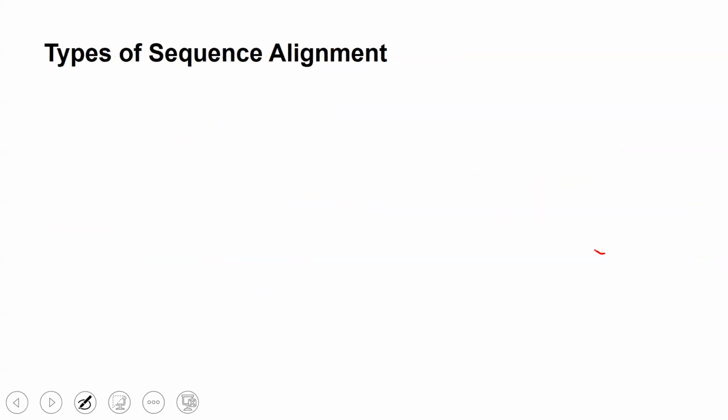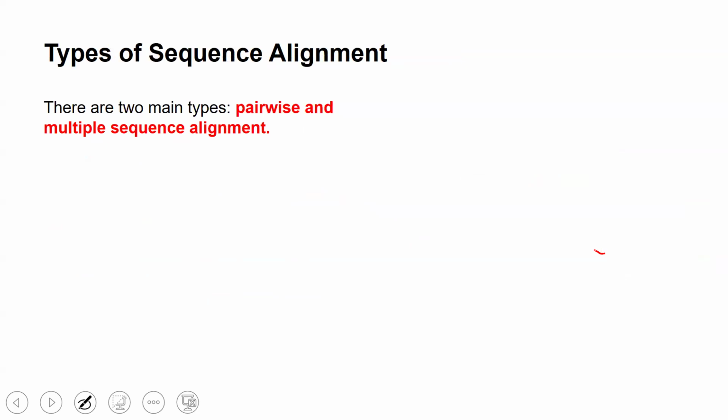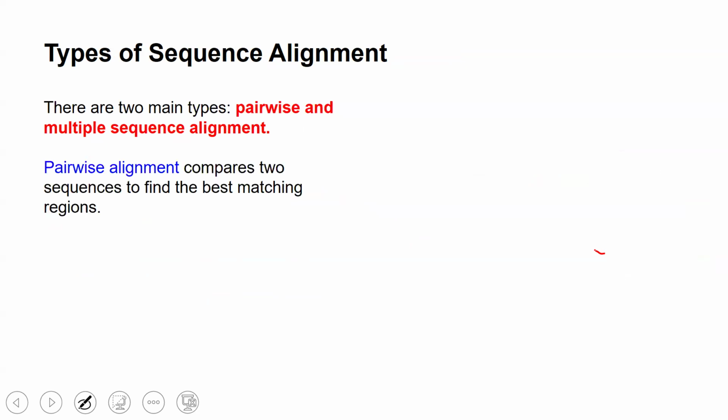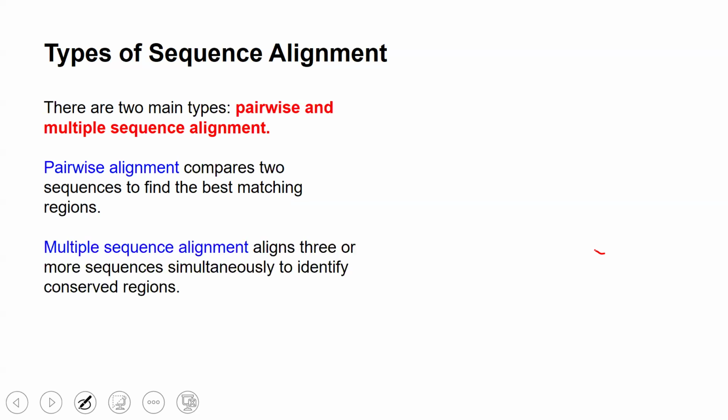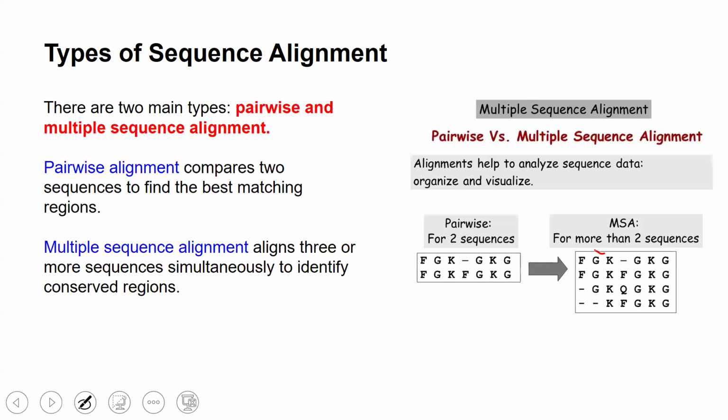So what are the types of sequence alignment? Majorly, we have two types: pairwise and multiple sequence alignment. Pairwise alignment tries to compare two sequences to find the best matching regions. So in pairwise alignment, we compare two sequences. And then we have multiple sequence alignment, which aligns three or more sequences simultaneously to identify conserved regions. So these are the differences between the two.